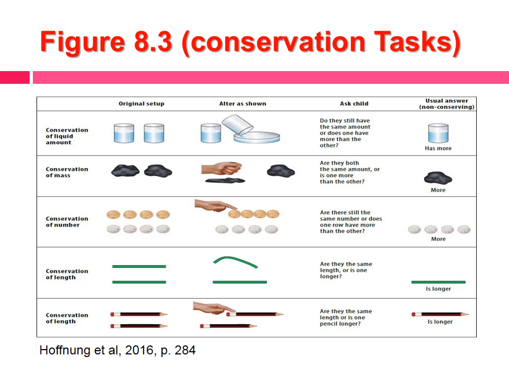This slide is reflected on page 284 of the Hoffnung text, and this gives you all of the other ways that children can conserve between the ages of 7 and 10. So children can conserve liquid, which is the example that we've just had. They can also conserve mass.